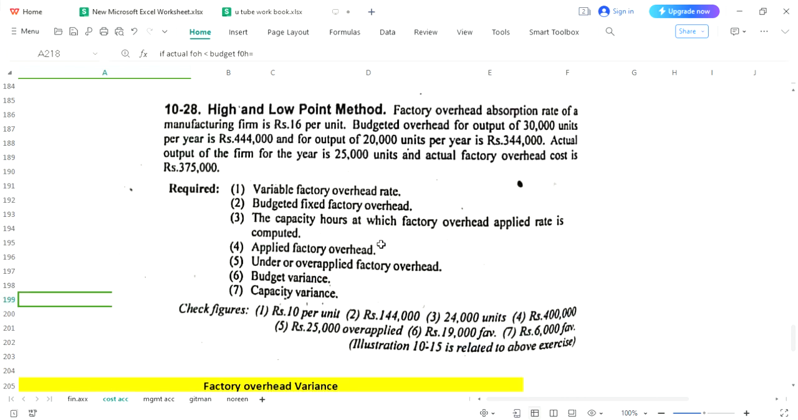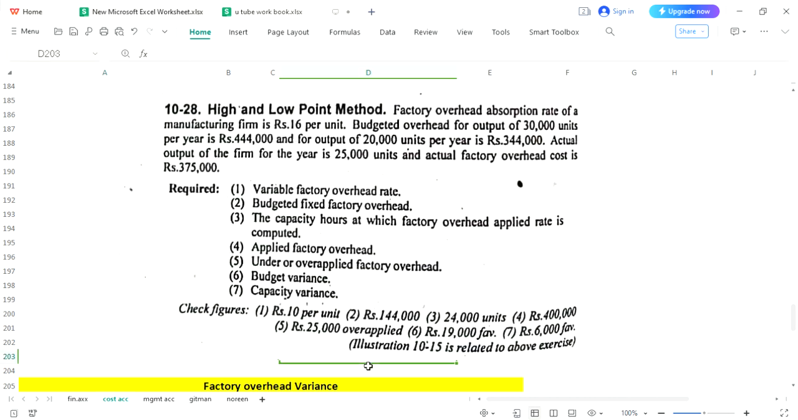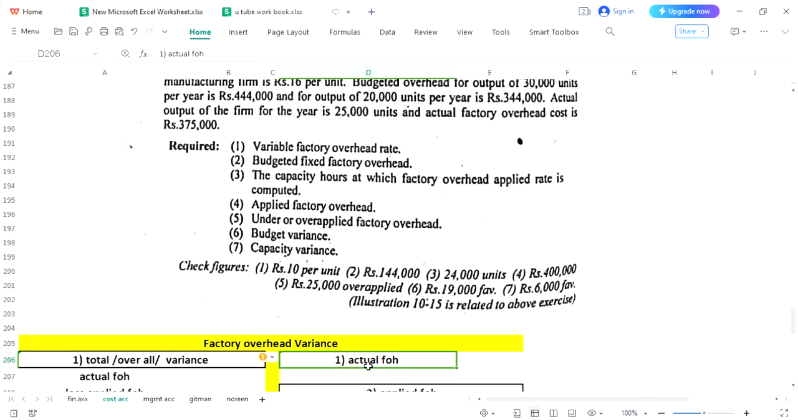We are now ready to come to our proforma. Here the actual statement has started. Actual output is 25,000 and actual factory overhead is 375,000. So it's time to come over here. Actual FH is now mentioned as 375,000. Put 375,000 in front of actual FH.